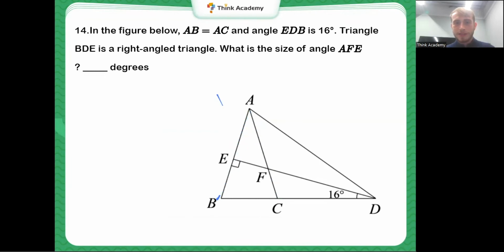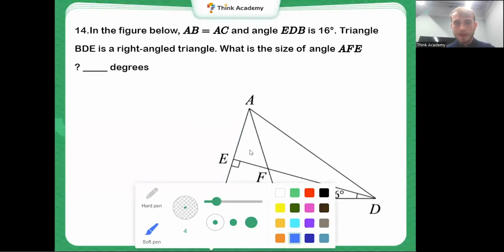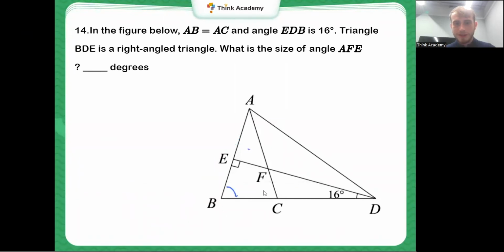And what do we know about isosceles triangles? We know that the 2 angles at the bottom are the same. Okay, these 2 are the same. So first things first, and pretty much the only thing they've told us is that EDB, so that's this one in the corner, is 16 degrees. And we can see that this one here is a right angle.